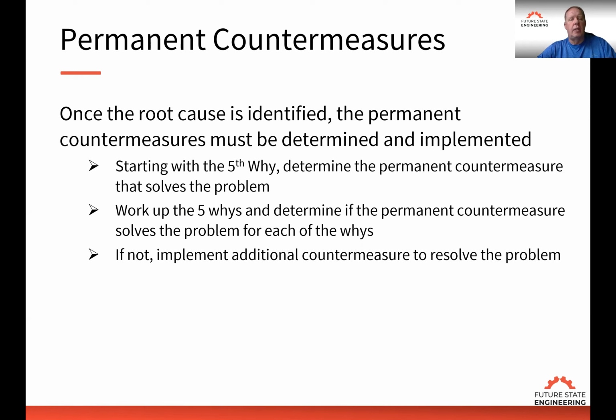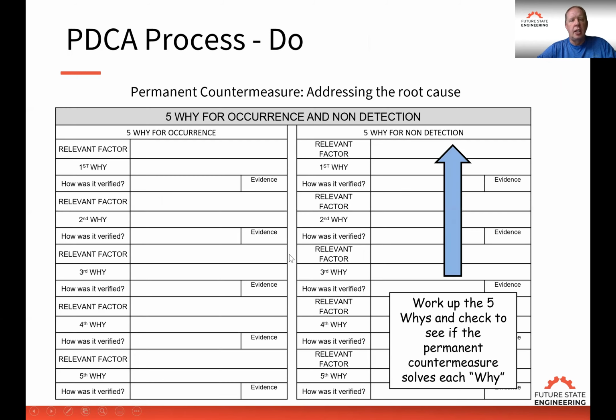We start at the 5th Y and work our way up to see if the countermeasure that we put in place for the 5th Y solves all the previous Y questions up the chain of the causality. So we start at the bottom, we answer the 5th Y, we validate each of the Ys with evidence and data, then we work up to see if that countermeasure solves each of the Y statements up the chain.